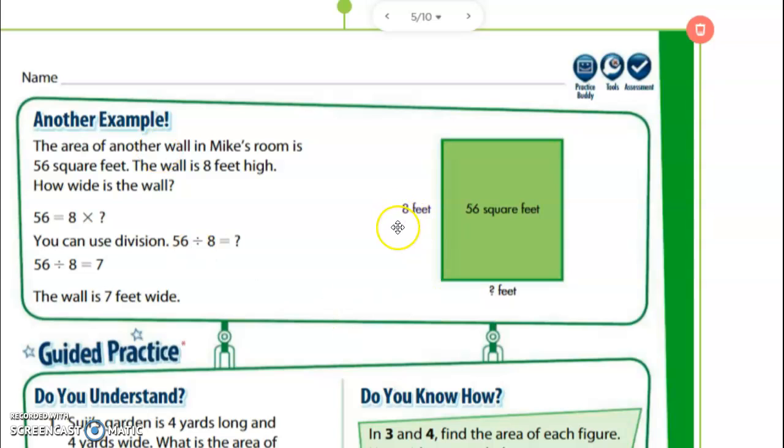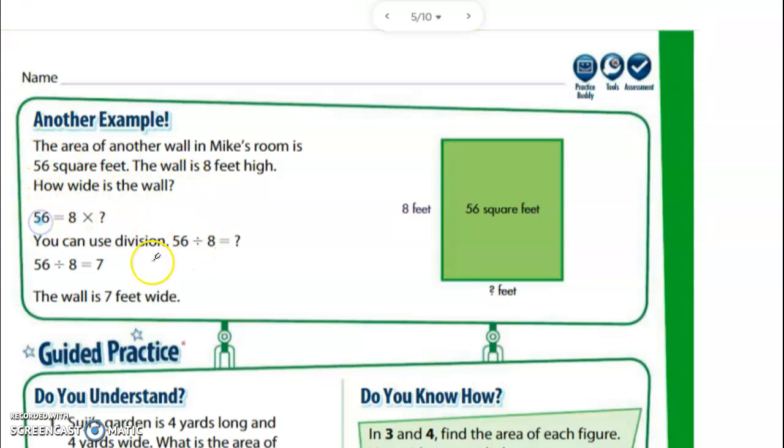So we can see in this example how we might use that and fact families. The area of another wall in Mike's room is 56 square feet. The wall is 8 feet high, and we don't know how wide it is. So we have a missing part. We have our area, 56, so we plug that in. Our length, we plug that in, but we don't know the width. When we are trying to solve for a question mark or a missing number, we are trying to get that question mark by itself. So we can change our multiplication problem into a division problem.